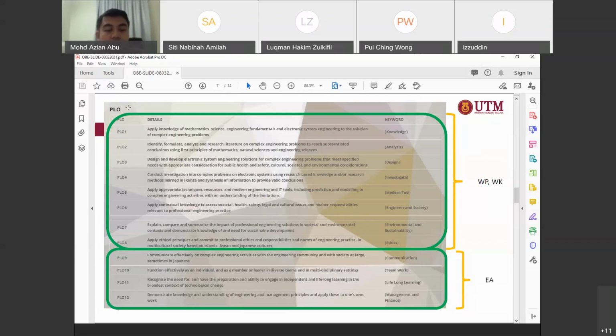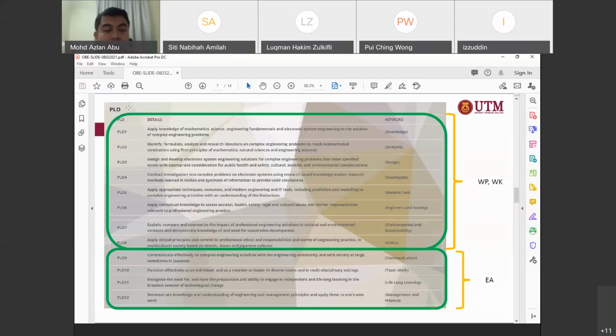PLO10: function effectively as an individual and as a member of or leader in diverse teams and multidisciplinary settings. This falls under teamwork, when you do a team project and also communicate with team members. This will be measured under PLO10.